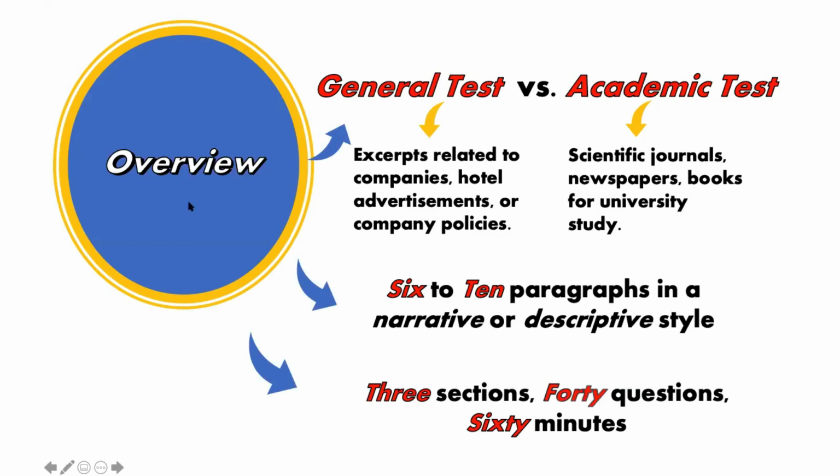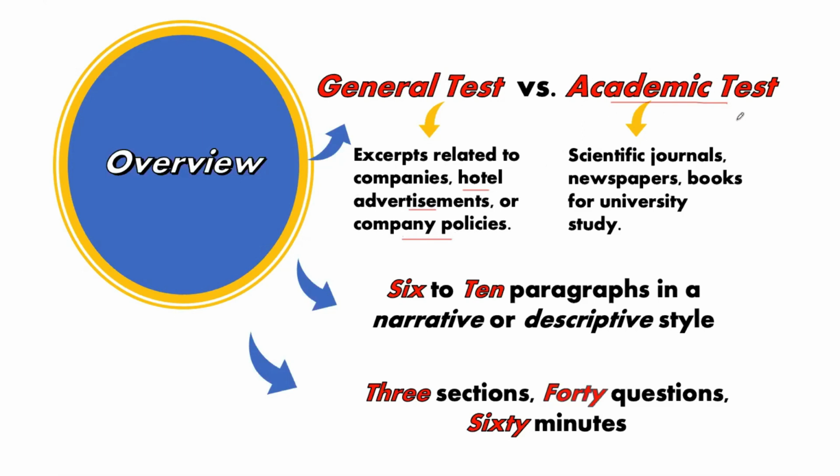So here I have just a little overview about the differences between the general test and the academic test. And like I mentioned earlier, we're going to focus on this academic test, but I'll just explain some major differences between the two. The major difference lies in the topics of the readings in the general reading test and the academic reading test. So if you're taking the general test, your reading excerpts are going to be related to companies or things you would find in everyday life, like hotel advertisements or company policies. Again, things that you would see on a day-to-day basis.